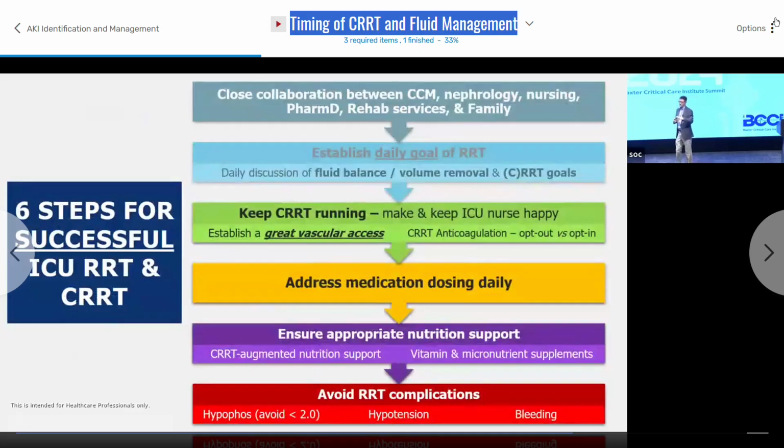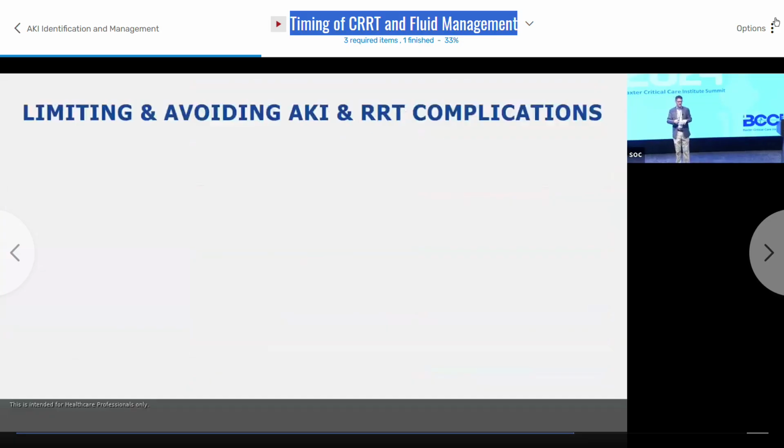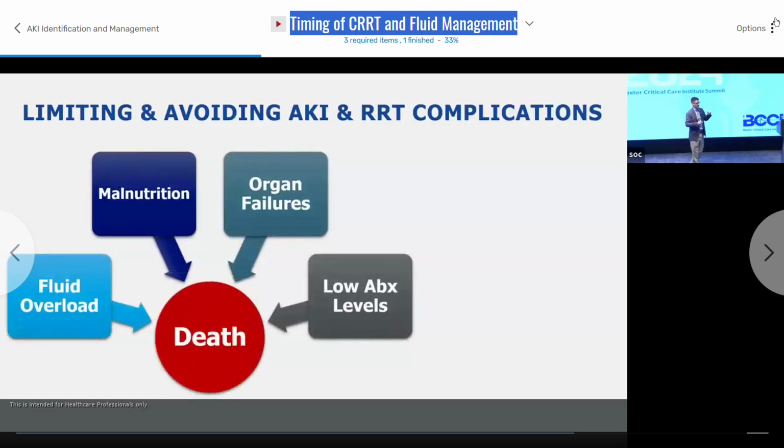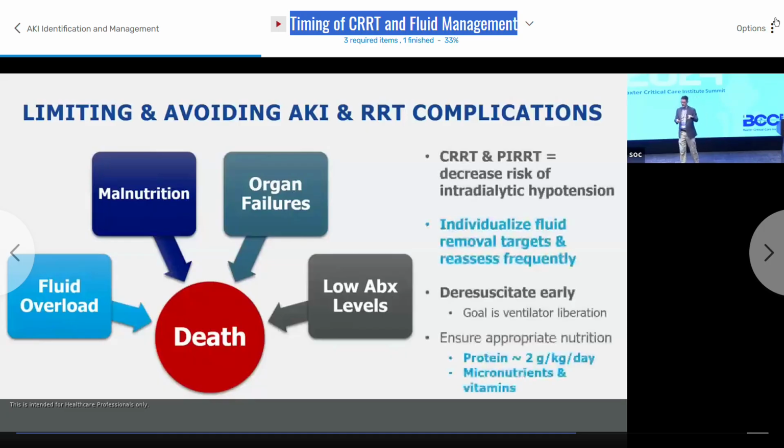So let's go back into this, just highlighting these other areas. We're going to talk a lot about some of these other things in a few minutes with vascular access, but these are the things that lead to death in our patients with AKI, and these are the things that we need to do. We need to use CRRT to avoid intradialytic hypotension. We need to remove fluid, de-resuscitate our patients, and ensure appropriate nutrition support and drug dosing. Okay? So I don't have time to go into all of those specifics, but I wanted to at least give you the highlights of what you need to think about from a protein and micronutrient deficiency.